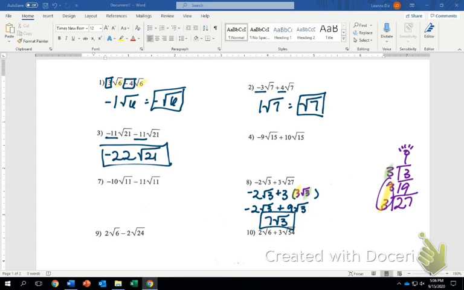So number 9, same idea. And for this one, we have 6 and 24. Now, if I did the factor tree or the birthday cake method for 6, I would get 1, 2, and 1, 3. So I don't actually get any groups. So the square root of 6 is already simplified. So I'm going to leave it as is. I need to focus on the square root of 24. So I'm going to rewrite this. 2 times the square root of 6 minus 2 parenthesis, and I'm going to take that 24 and put it as the base of my birthday cake.